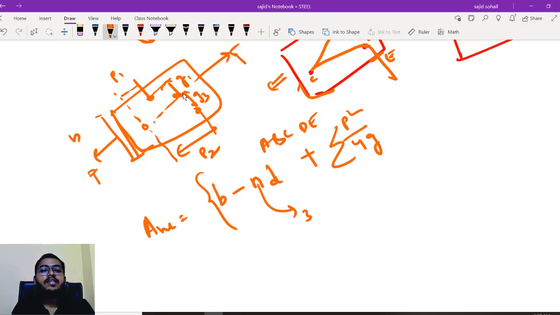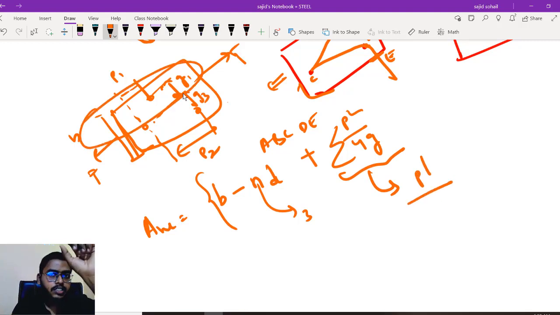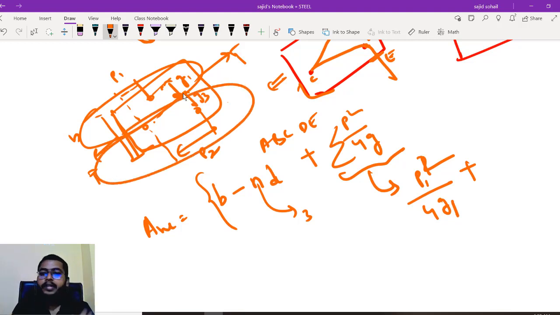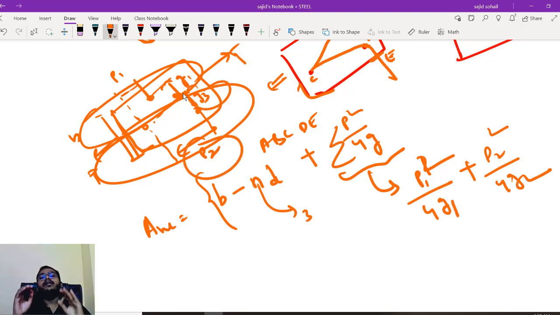What is the sigma P square by 4G? Pitch square divided by 4 into g. In this case what you will be getting, very simple, P1 square for this first set, between first bolt and second bolt, P1 square divided by 4g1, plus P2. Now come to the second and third bolt geometry, P2 square divided by 4g2. That's it. This is your answer.